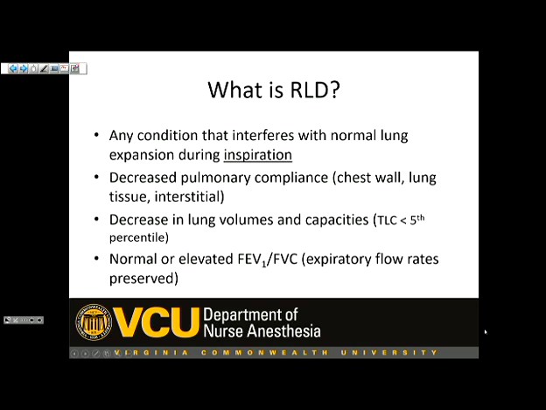The first thing we have to talk about for all of the disorders, whether it's acute or chronic, intrinsic, extrinsic, etc., is what is the common theme?